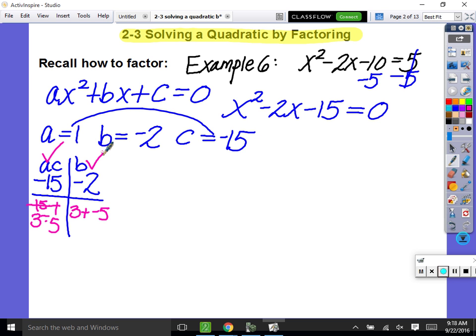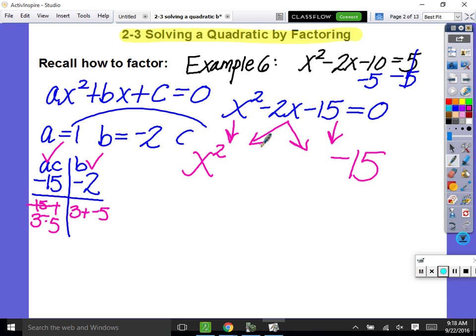So now what we do is drop and break. So remember, we drop down our end terms. I'm erasing that to give myself some room. We drop down our end terms exactly as they are. So this is x squared. This is negative 15. And then remember, we're breaking. We drop and break. We're rewriting. We're breaking down the middle term.